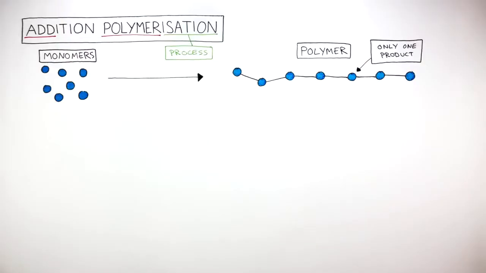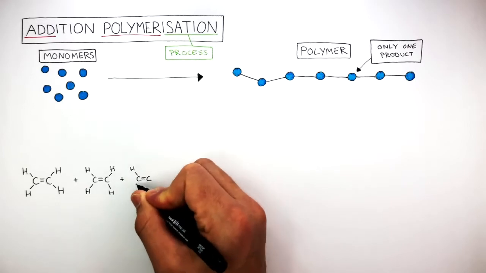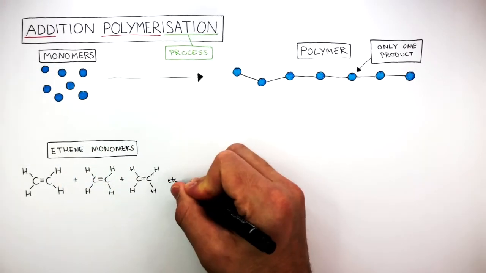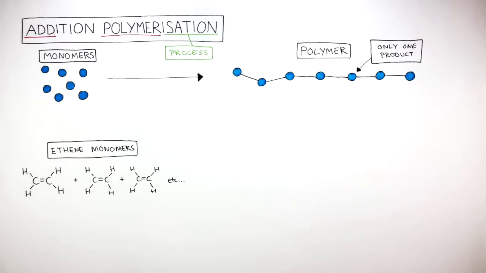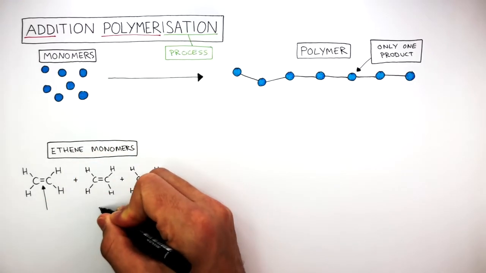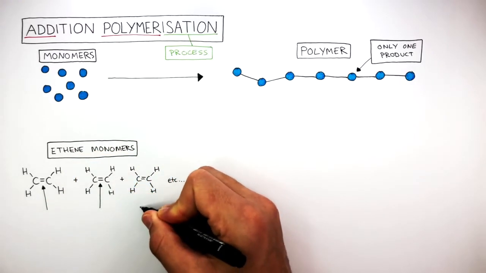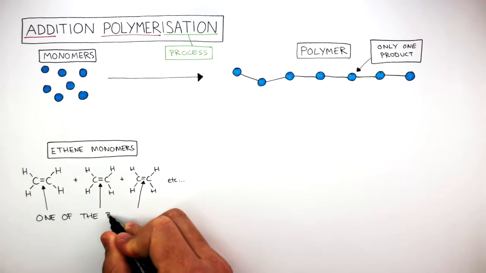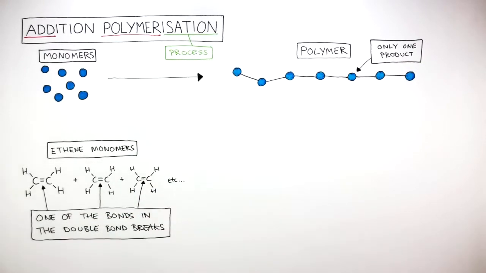To understand what happens in addition polymerization, here I'm drawing the displayed formulae of 3 ethene monomers. And the etc. represents how there would obviously be more monomers involved. The displayed formulae show how the ethene molecules have a carbon-carbon double covalent bond. And when they react together, what happens is one of the bonds in the double bond breaks.